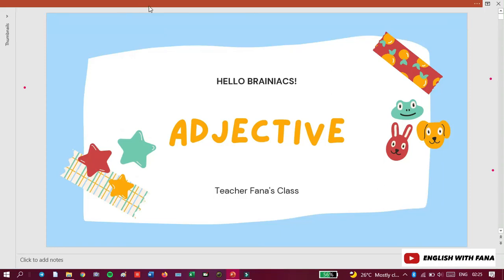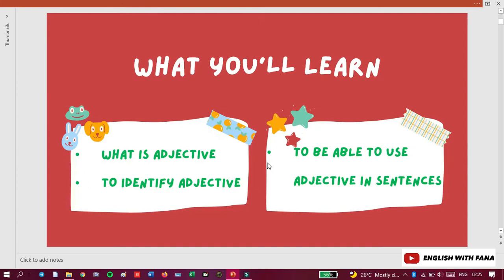Okay, hello everyone. So today we are going to continue our lesson with adjectives. What is an adjective? Let's look at the next slide. First, what you will learn today. We are going to learn what is an adjective, how to identify adjectives, and to be able to use adjectives in sentences. These are the three learning objectives that we are going to achieve today.